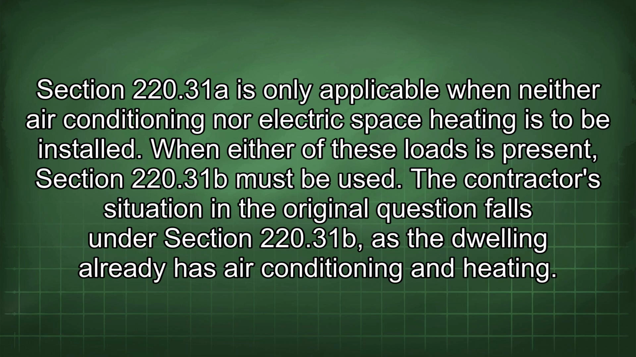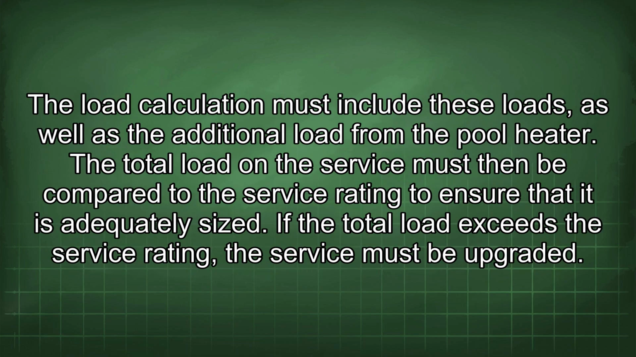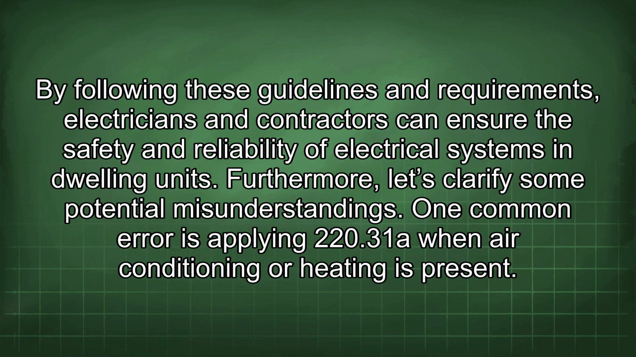The contractor's situation in the original question falls under Section 220.31 as the dwelling already has air conditioning and heating. The load calculation must include these loads, as well as the additional load from the pool heater. The total load and the service must then be compared to the service rating to ensure that it is adequately sized. If the total load exceeds the service rating, the service must be upgraded. By following these guidelines and requirements, electricians and contractors can ensure the safety and reliability of electrical systems in dwelling units. Furthermore, let's clarify some potential misunderstandings.